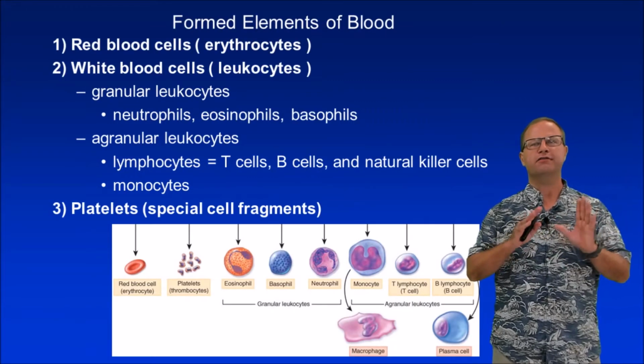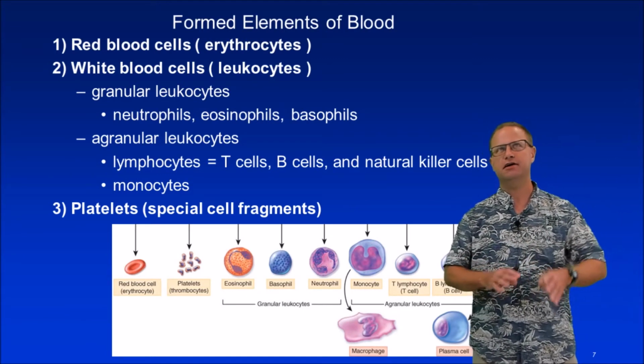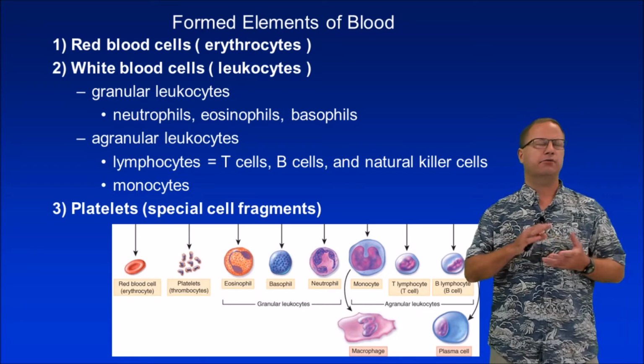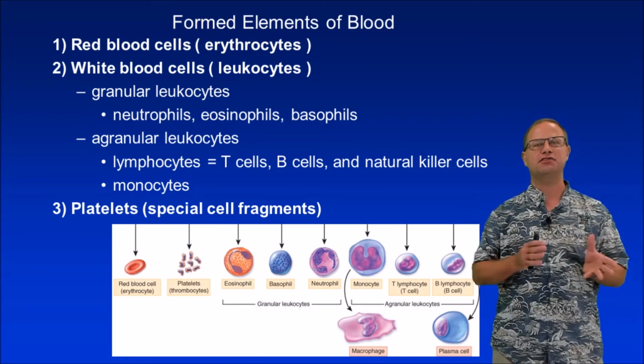Okay, let's go on to talk first about the formed elements. Now, we're calling them formed elements rather than cells because one of them is not a cell. Red blood cells, white blood cells, those are cells, but platelets are not cells. Platelets are actually cell fragments.